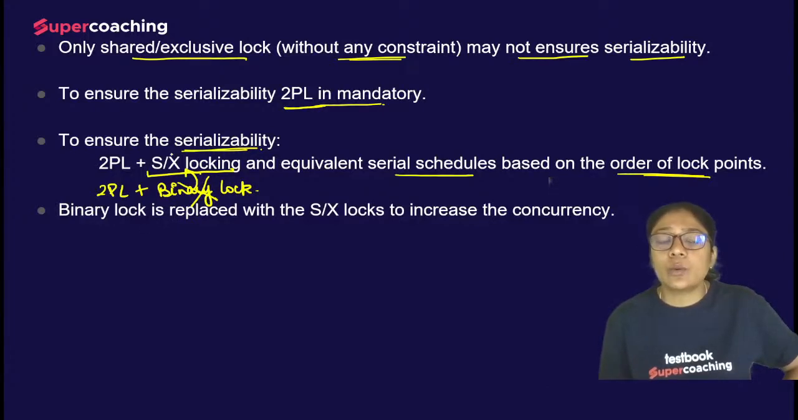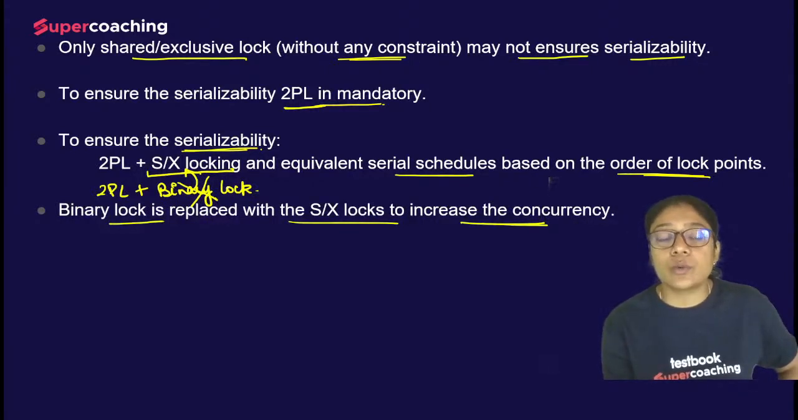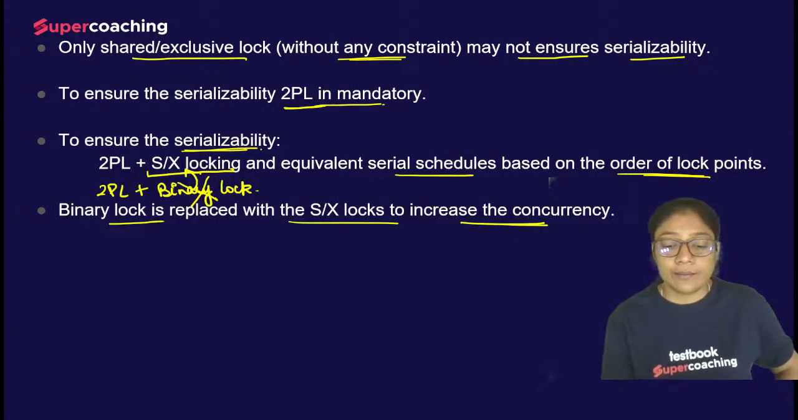Simply here what we have done is that the binary lock is replaced with the shared or exclusive lock. For what purpose? In order to increase the concurrency. That was the second limitation of binary locks with the 2PL. Make sense? Is this clear?